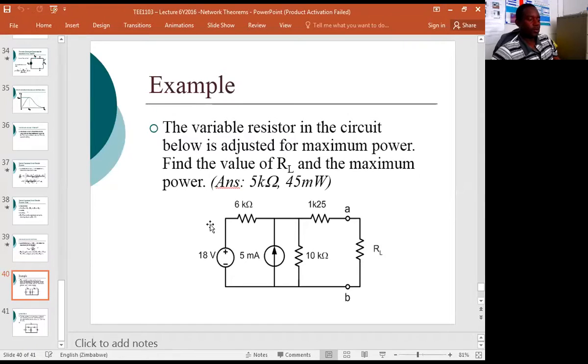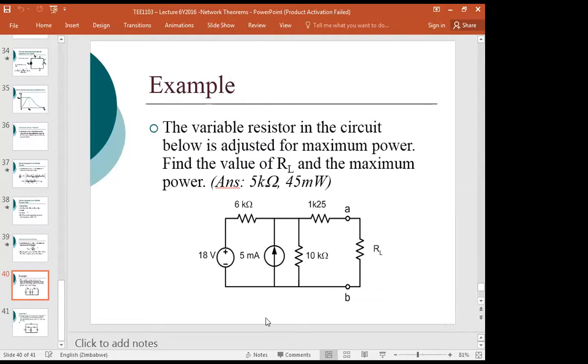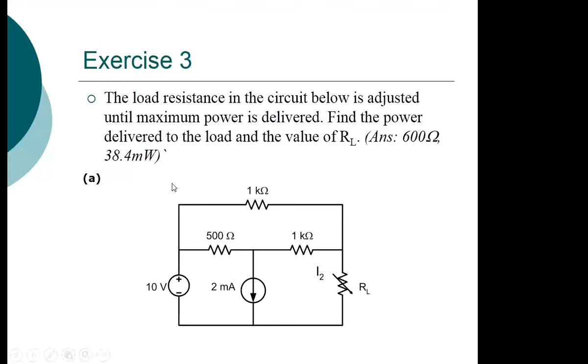This example, I'll just show you the example. You work it out, since you are coming back to show me your working later. But for the time being, let's look at the example. So this is what we're talking about. The load resistance in the circuit below is adjusted until maximum power is delivered. Find the power delivered to the load and the value of RL.